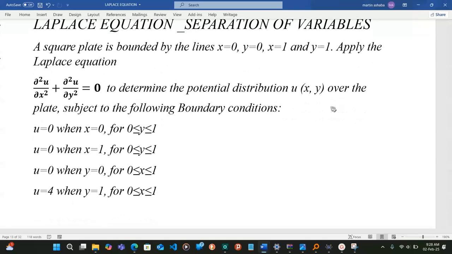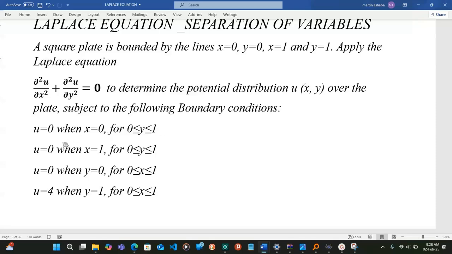The guiding question says a square plate is bounded by the lines x equal to 0, y equal to 0, x equal to 1 and y equal to 1. We are told to apply the Laplace equation u_xx plus u_yy equal to 0, or del 2u by del x2 plus del 2u by del y2 equal to 0, to determine the potential distribution u(x,y) over the plate, which has been subject to the following boundary conditions.